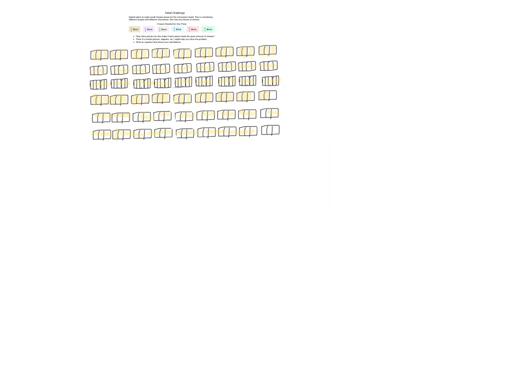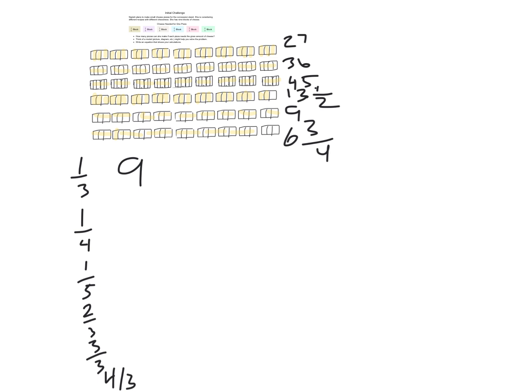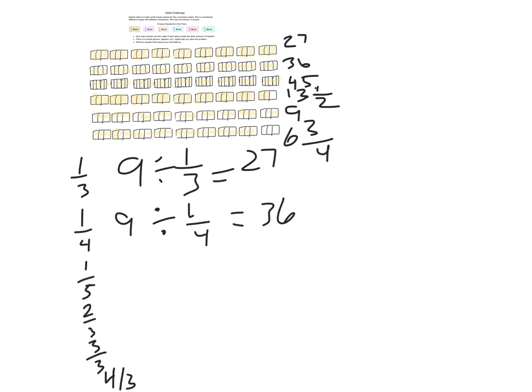All right, so we're going to set up an equation for each one of these. So for 1/3, we had 9 divided by 1/3, which is 27. 1/4, 9 divided by 1/4 is 36. 9 divided by 1/5 is 45. And again, we could think of these as 9 times 3, 9 times 4, 9 times 5.